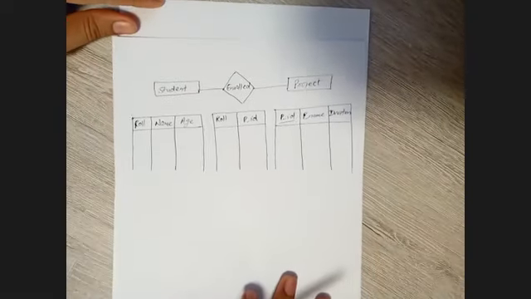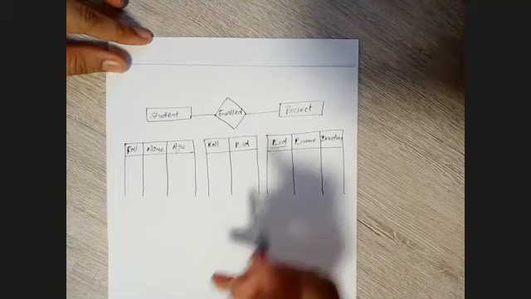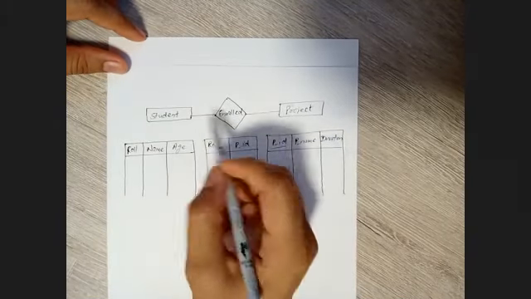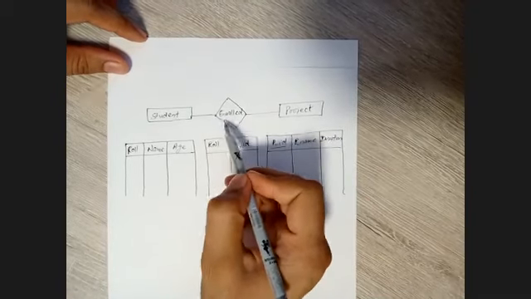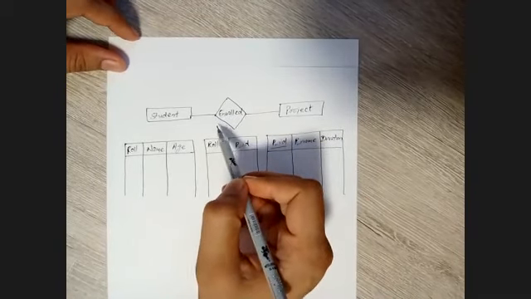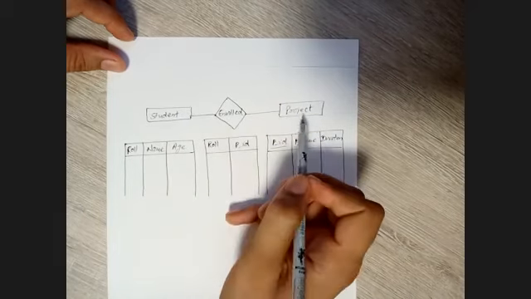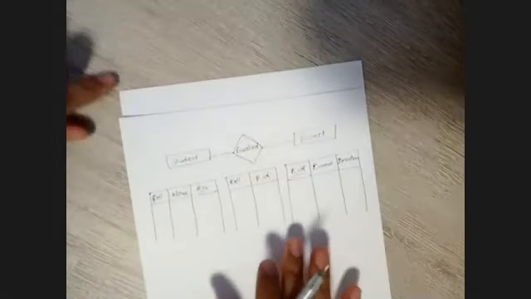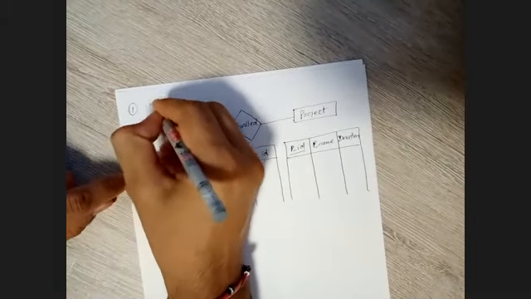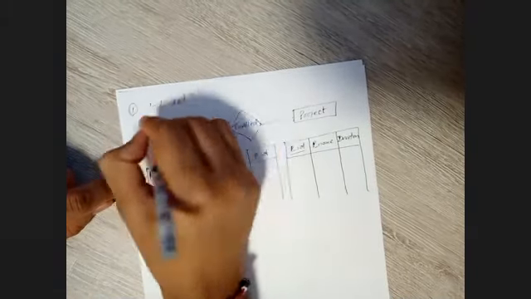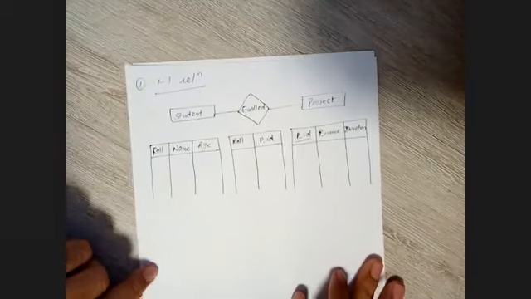To save time, I have written out a scenario of student and project. We have two entity sets, student and project. The relation is enrolled here, so basically a student is enrolled in some project. Now let's start with one to one relation. So what happens in a one to one relationship here?